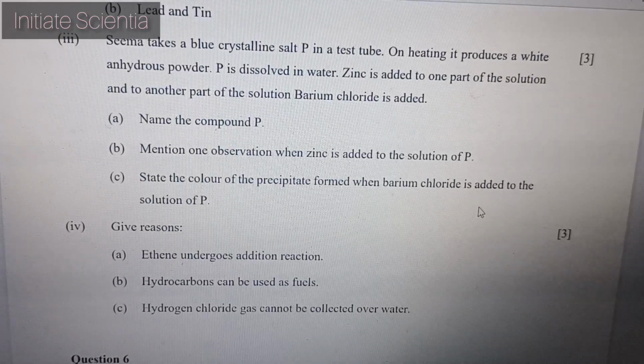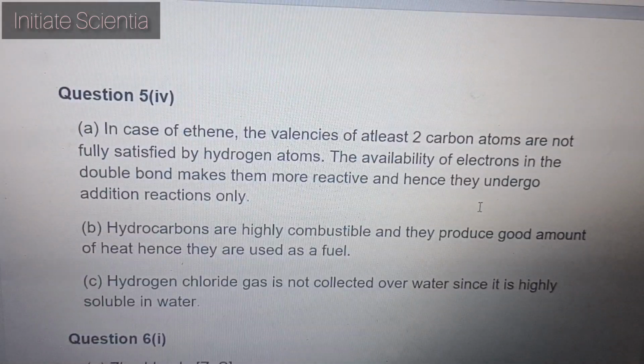Give reasons. Ethene undergoes addition reaction. In case of ethene, the valencies of at least two carbon atoms are not fully satisfied by hydrogen atoms. The availability of electrons in the double bond makes them more reactive and hence they undergo addition reactions only.